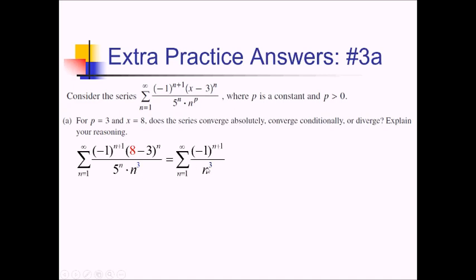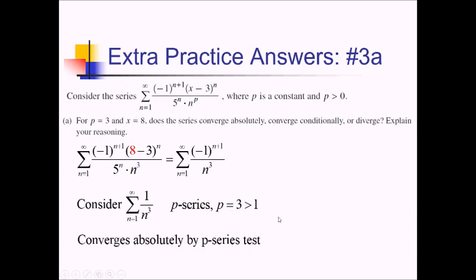All right, so this is the series we're trying to figure out if it converges absolutely, conditionally, or diverges. We first consider the absolute value version of this, so basically 1 over n cubed. This series is a p-series with a p-value of 3. Since that's greater than 1, this converges absolutely by the p-series test.